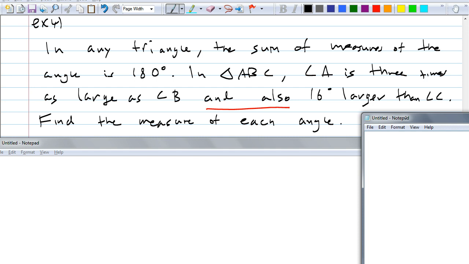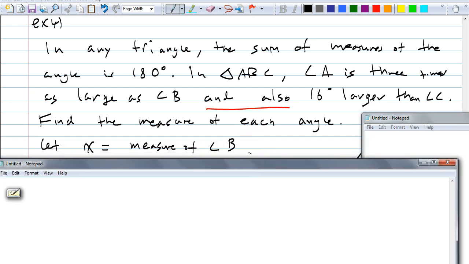Now, look at the problem. Which one should we declare for x? Let x be which angle? Remember, we want the angle that's smaller. So look at the first sentence. It says, A is 3 times as large as B. So which one's bigger, A or B? A is bigger. So we want a smaller amount. Which one's smaller? B. So let x be the measure of angle B. B is correct. That's what we do.